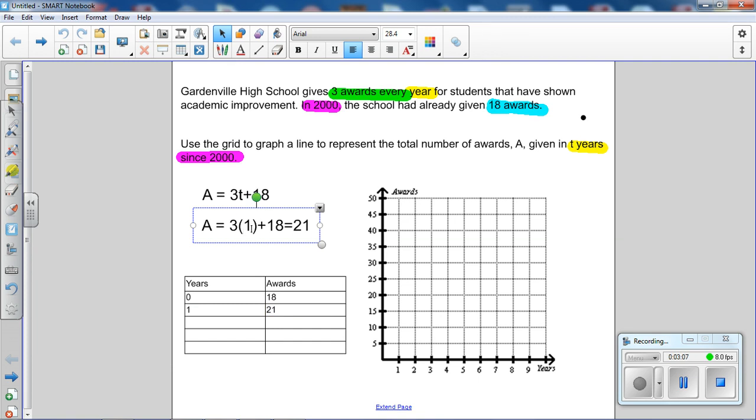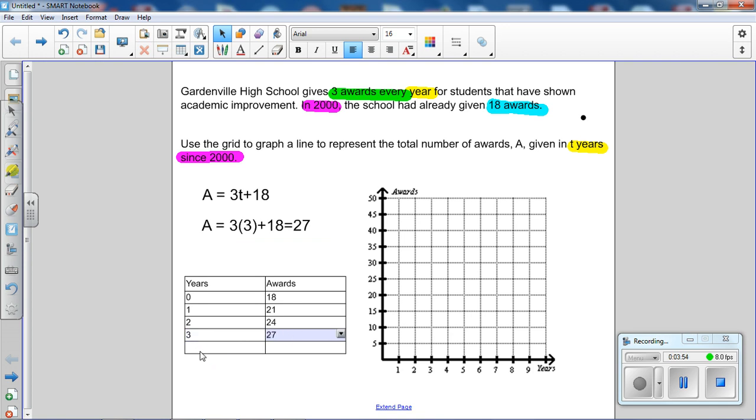I can complete my table by saying year 2 will be 3 times 2, which is 6, plus 18, which is 24. But we notice the pattern: it's going up by a rate of 3 each year. Remember, my rate of change is the coefficient of my variable, the number that's multiplying my variable. So this should go up by 3 every time. In year 3, I am doing 3 times 3, which is 9, plus my initial 18, which gives me 27.